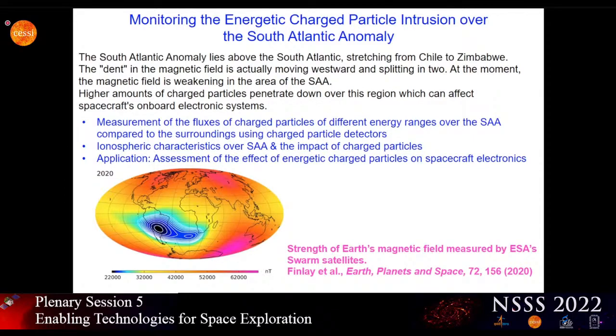So one thing is, the PS4 platform can be used to monitor this also, because in multiple orbits it is going to pass through this. The only thing is, you need to have measurement of the fluxes of charged particles for different energy ranges on the platform, along with the atmospheric characteristics correspondingly, and the impact of charged particles can be assessed. It has application in assessment of the effect of energetic charged particles on spacecraft electronics also, in addition to the science which we are going to do. The map shows the South Atlantic anomaly, the strength of the magnetic field, which is measured by ESA's SWARM satellites, published already.